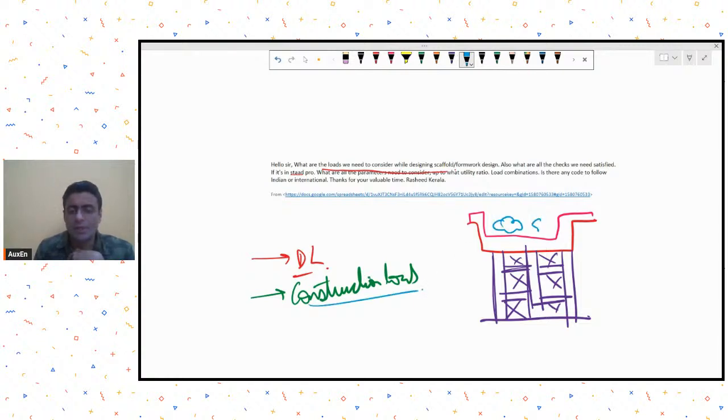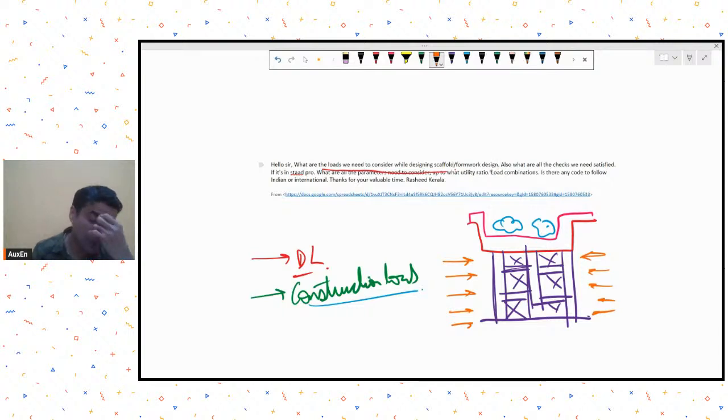In the period of this getting constructed, you may have to put some construction equipment. People may be standing over here. So all those loads you may have to consider. Again, although it's a temporary structure, these days your wind code and earthquake code require you to design your temporary structure, such as a scaffold, also for wind and earthquake forces, whatever are applicable. So you may have to apply them also.